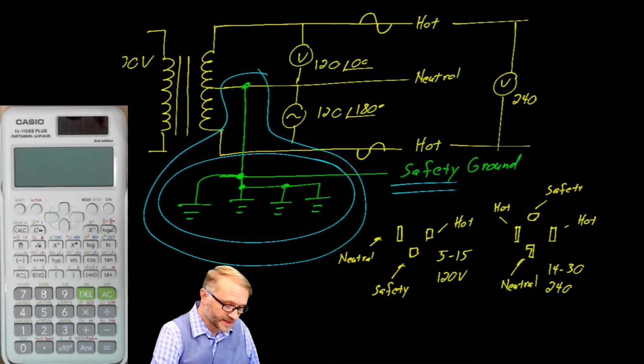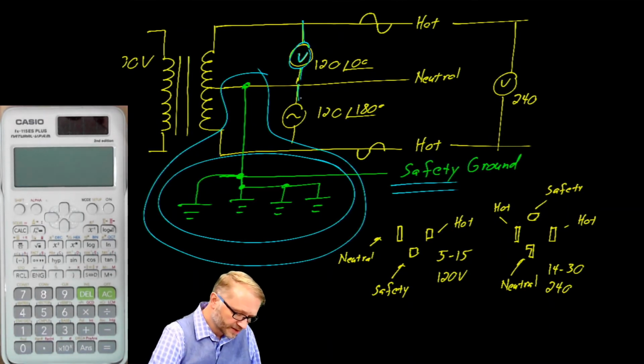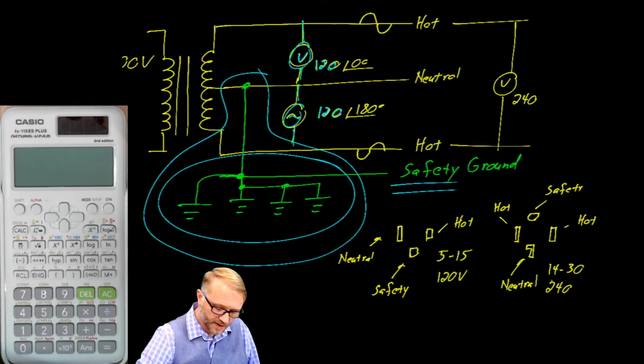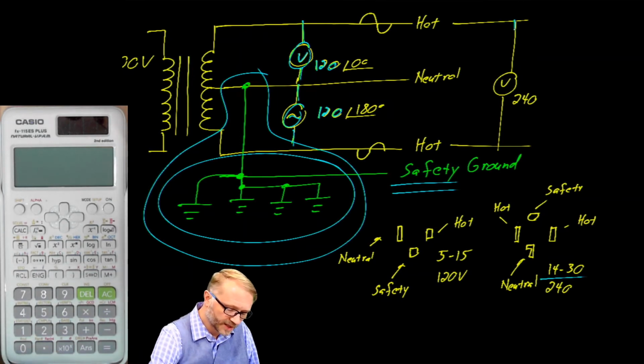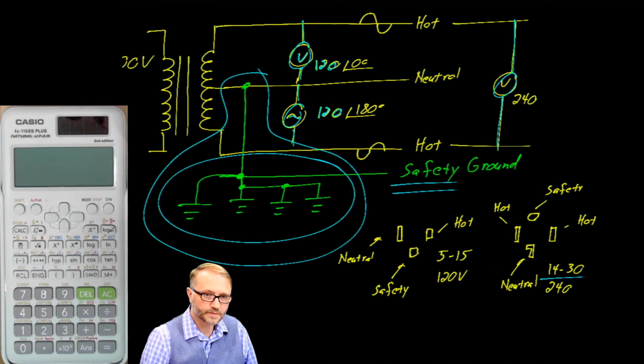These outlets are basically connected where we see the meters, so that 5-15 would be connected here to give you 120 volts. And you want to balance it out, so you might also have some of them down here. Again, that'll give you 120 volts. The larger 14-30 would be connected across both hots to give you 240 volts.